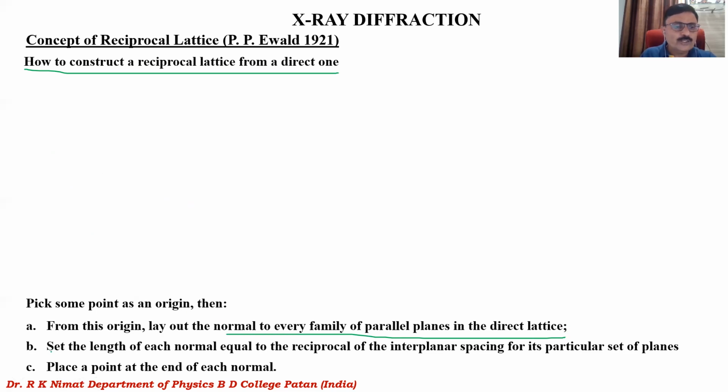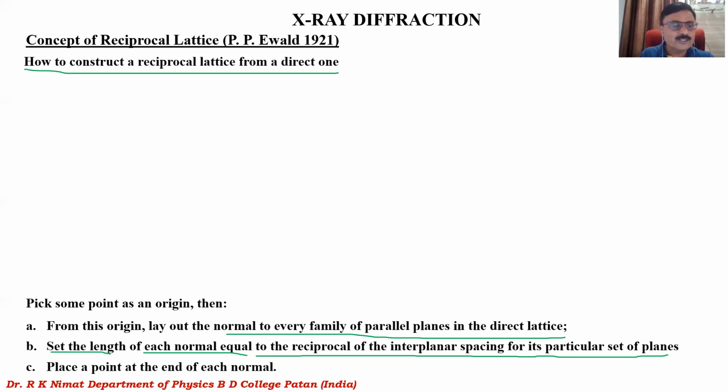Then we have to take the length of each normal equal to the reciprocal of the interplanar spacing corresponding to that particular set of parallel planes. Each set of parallel planes will have a particular interplanar spacing, and we know that the interplanar spacing depends upon the Miller indices, and we have to draw the length of the normal equal to the reciprocal of the interplanar spacing corresponding to that set of parallel planes. This is the second simple step.